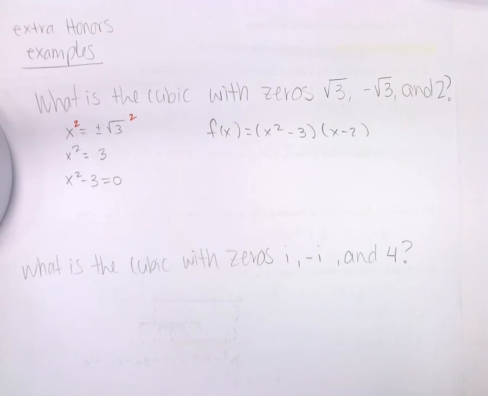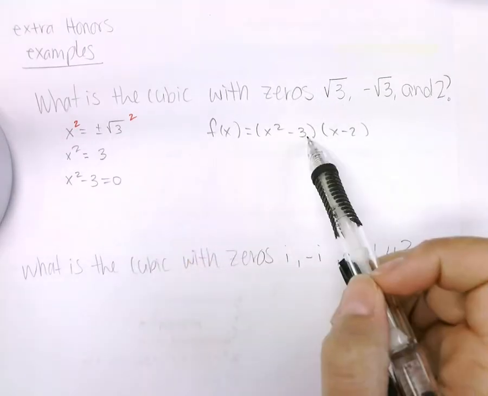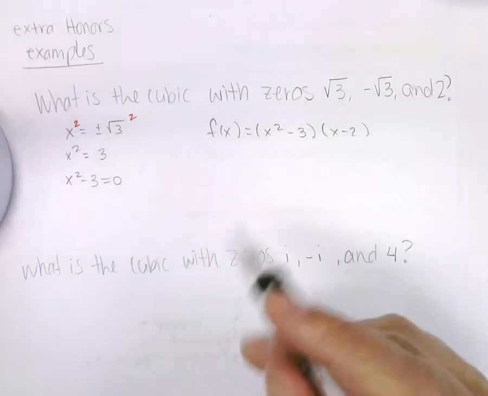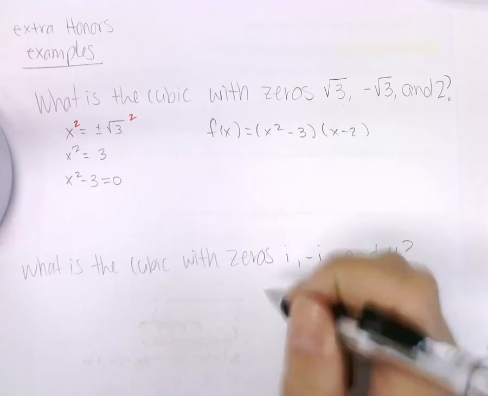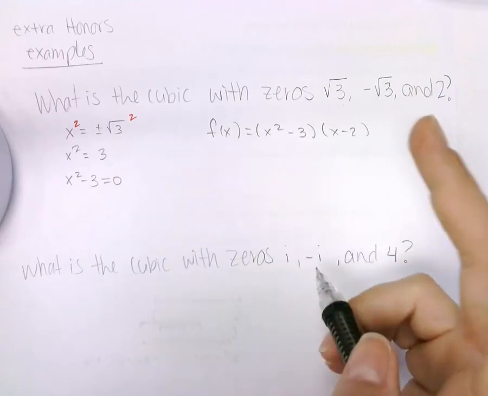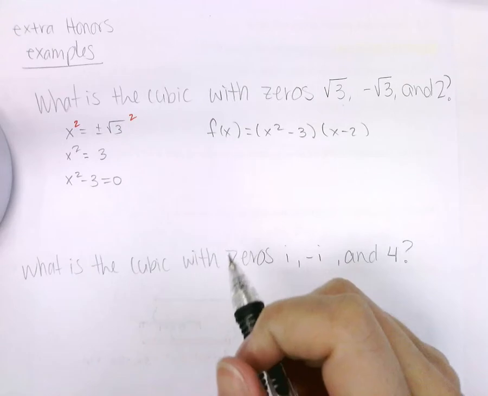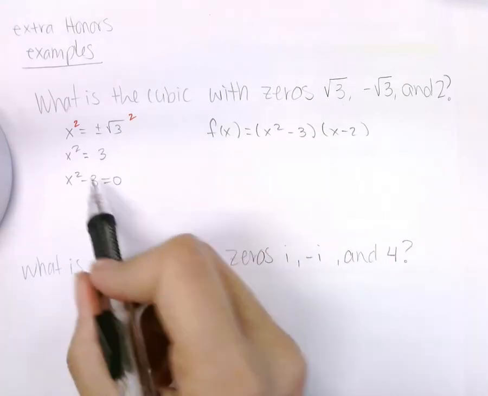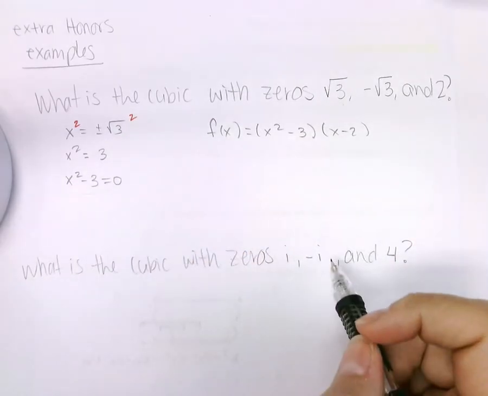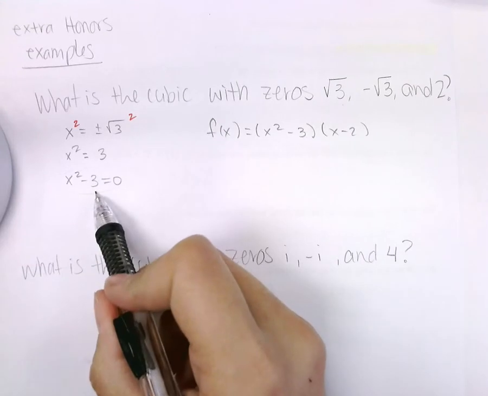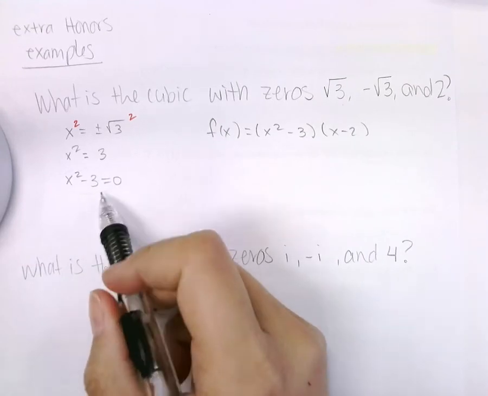Why didn't you use negative root 3? When you use the square root property, that's why you put the plus or minus in there, because you get both of them. I don't need to do one for root 3 and negative root 3. They came from the same thing. So this counts as 2. This has 2 roots.